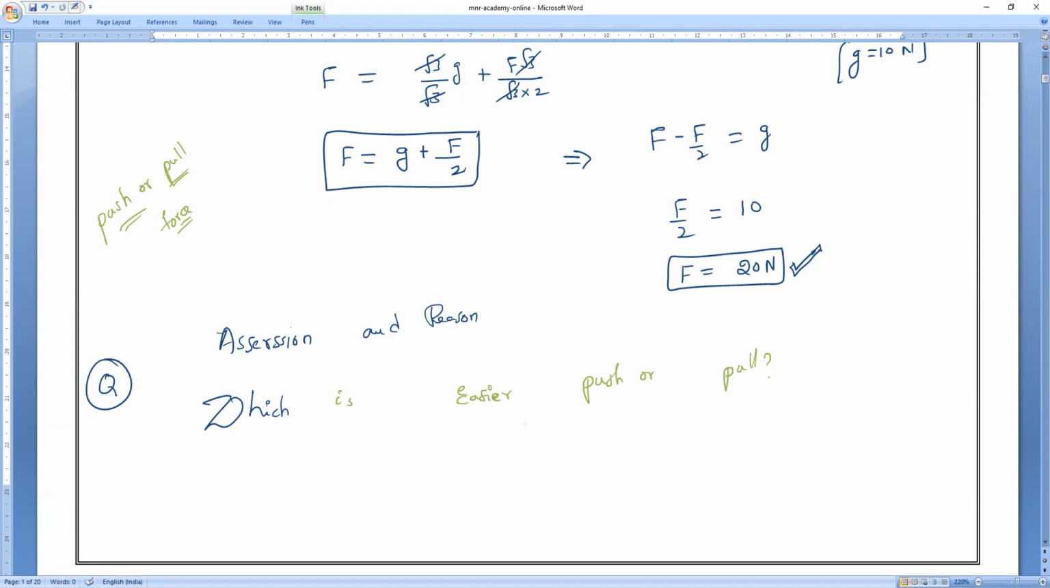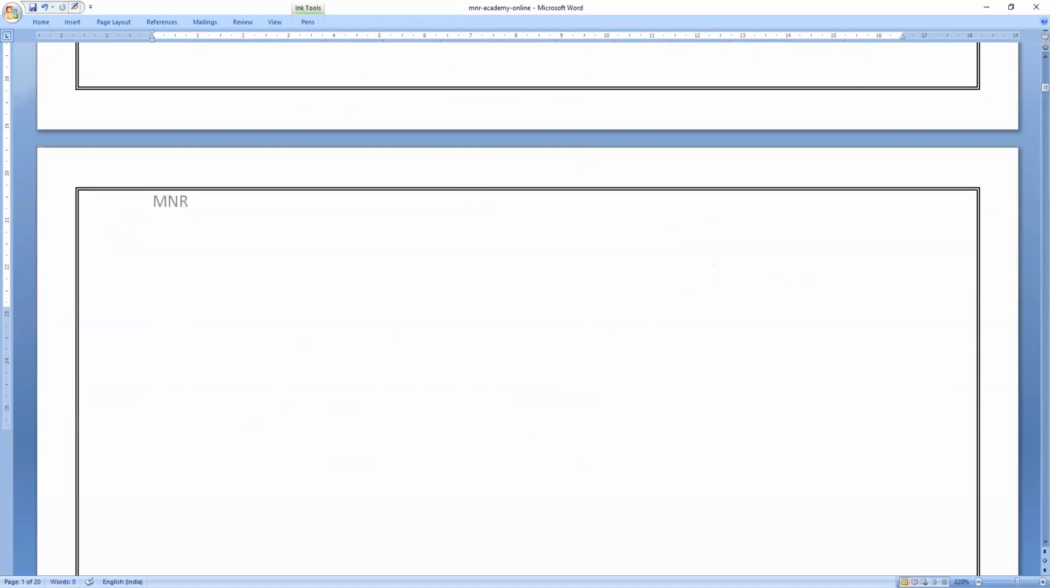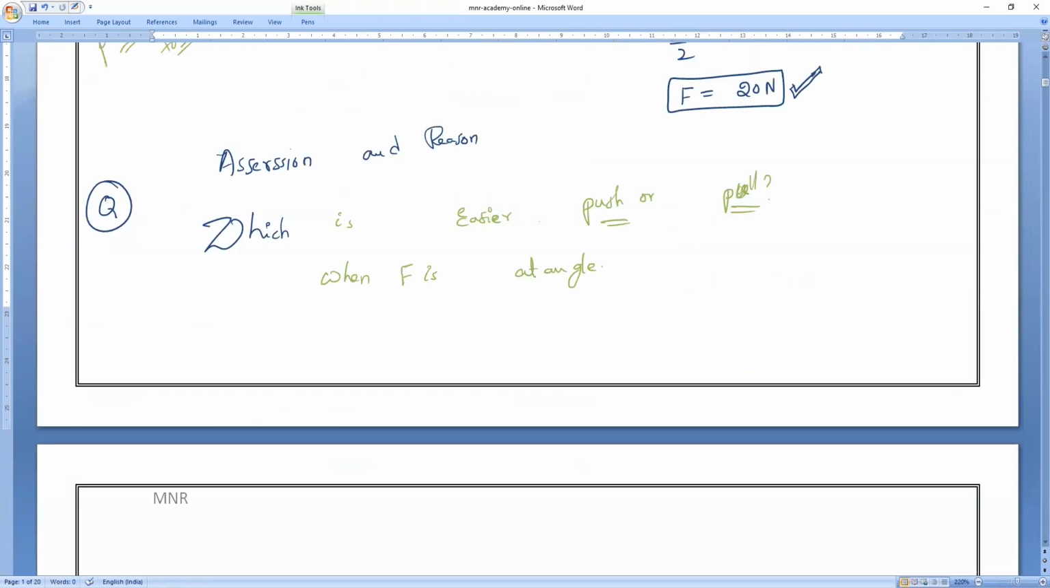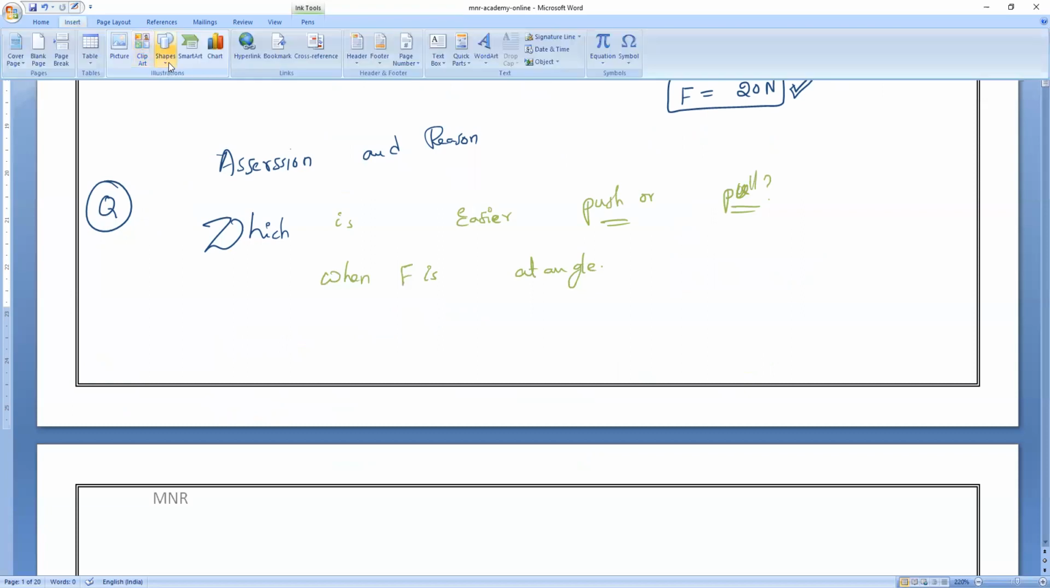Pull. Clear, everyone? So that is when F is at an angle. If F is acting at an angle, then which is easier to move the body, push or pull? Shall we start now, everybody? Be very careful, understanding is very important. This is an assertion reason question. It's very important. You may feel it is only JEE level.